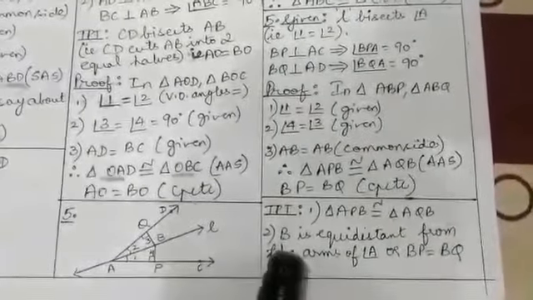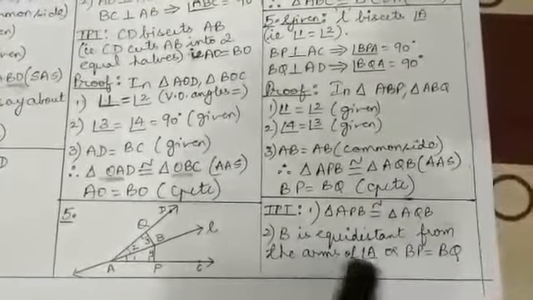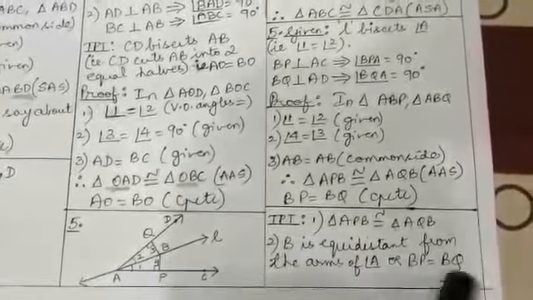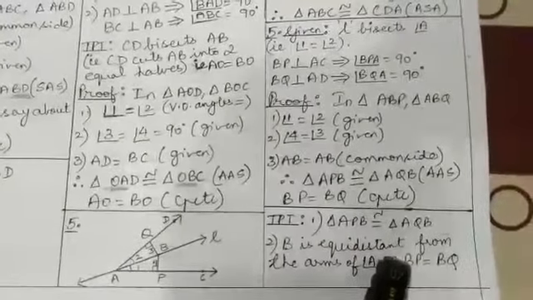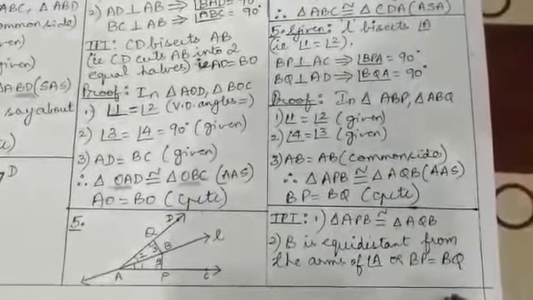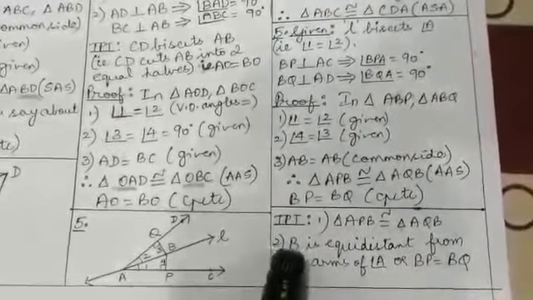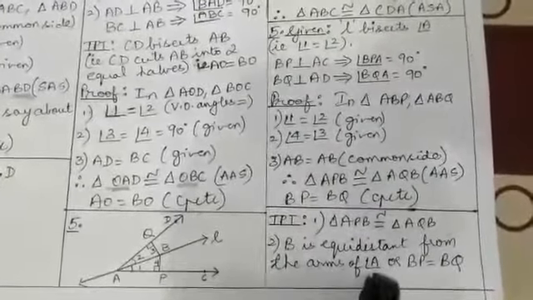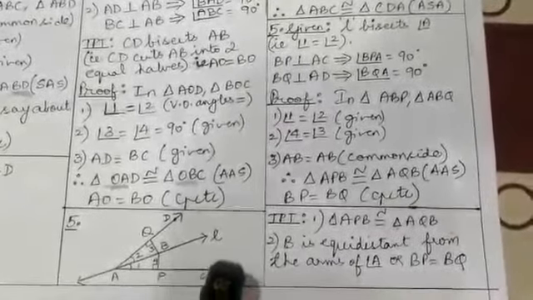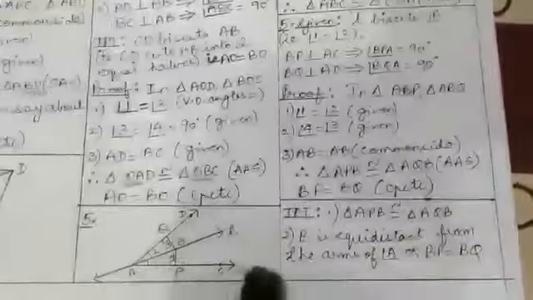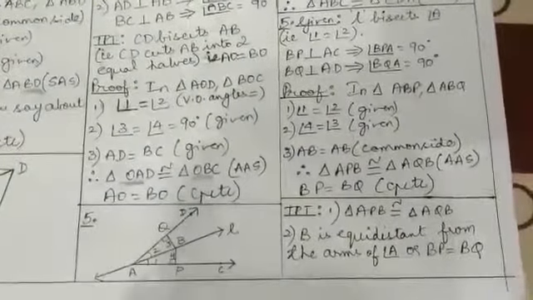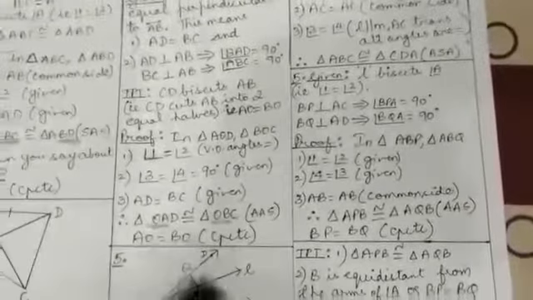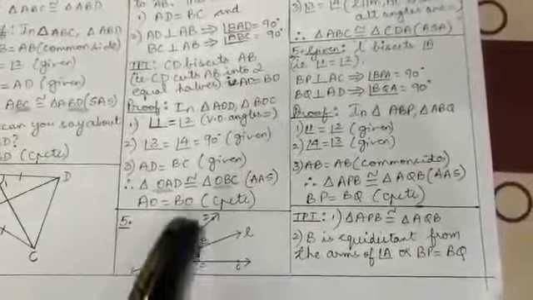Now what else will we have to prove? We need to show that B is equidistant from the arms of angle A, or in other words, we need to show that BP is equal to BQ. What is this? B is equidistant, that is, B is at equal distances from the arms of angle A. Which are the arms of angle A? AC and AD are the arms of angle A. We need to prove that B is equidistant from the arms of angle A. That means we need to prove that BP equals BQ.